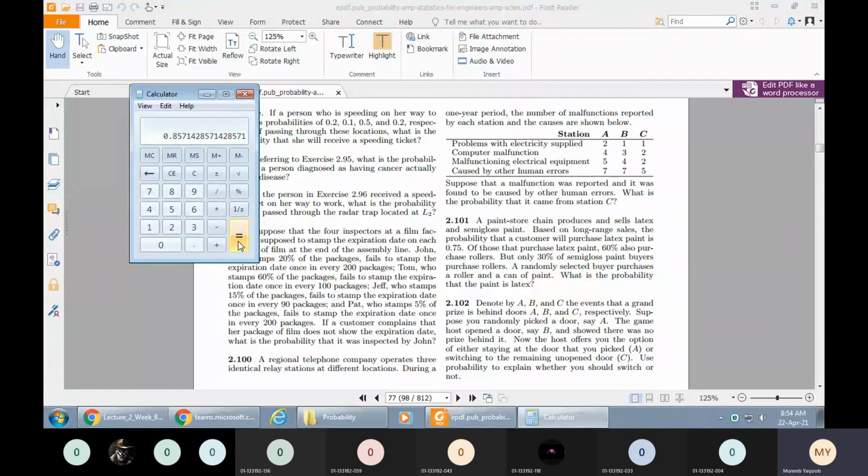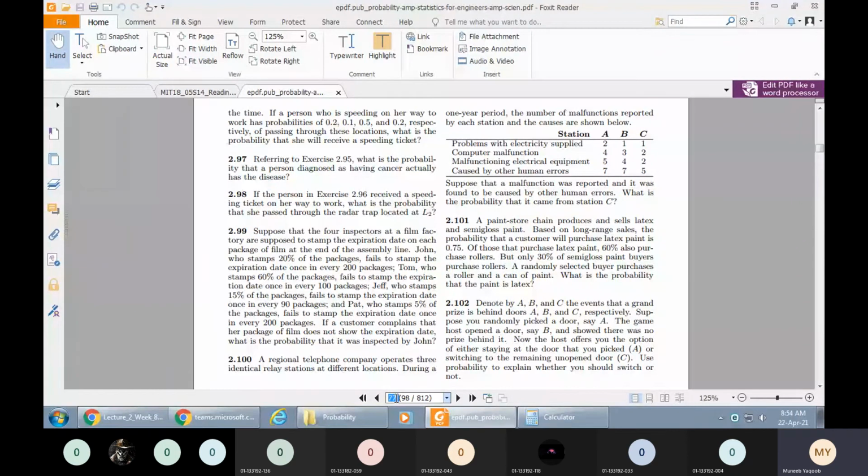So let us confirm from the answer sheet whether it is a correct answer. So the question is 2.101. Again, we go to the answer sheet.